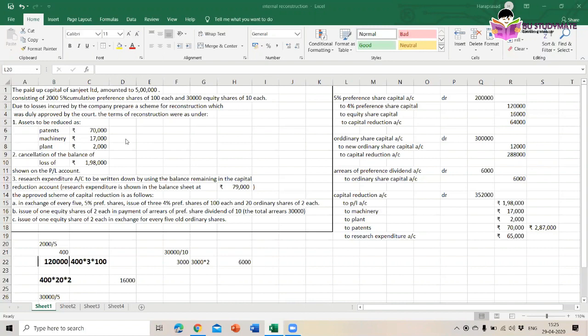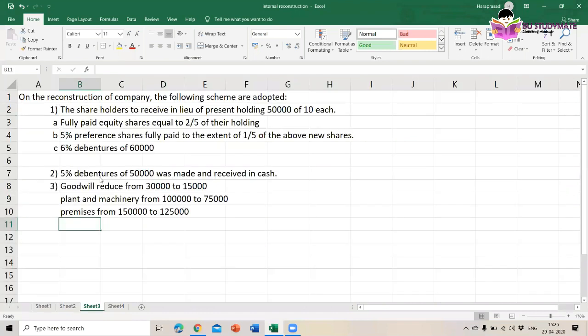Then 6% of 60,000 rupees. And in the second point, 5% debenture of 50,000 was made and received in cash. Was made means we have issued the 5% debentures of rupees 50,000, and then goodwill we have to reduce from 30,000 to 15,000, and plant and machinery from 1 lakh to 75,000. Premises, nothing but land, from 1,50,000 to 1,25,000 rupees. We need to reduce.